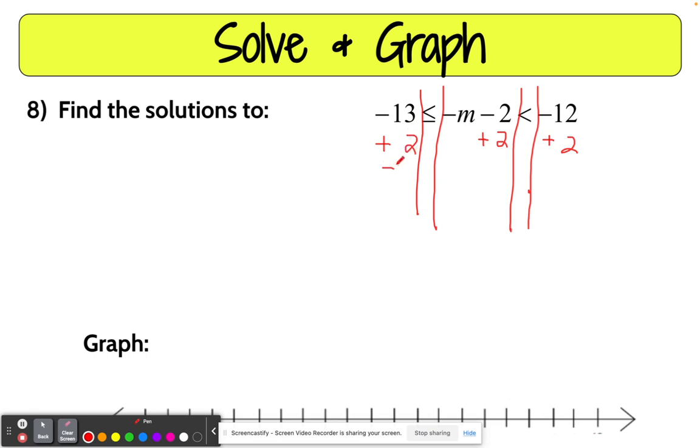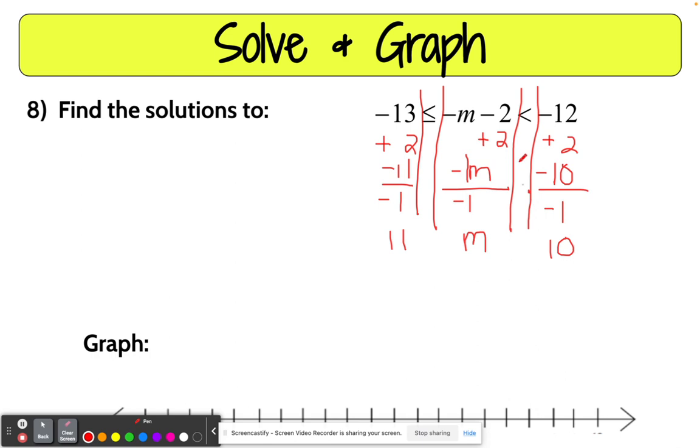I'm left with negative 11, negative m, and negative 10. Now, remember, this is the same as negative 1m, so to get rid of this, I have to divide by negative 1. So now I have a positive 11. I have an m in the middle. And I have a 10 here.